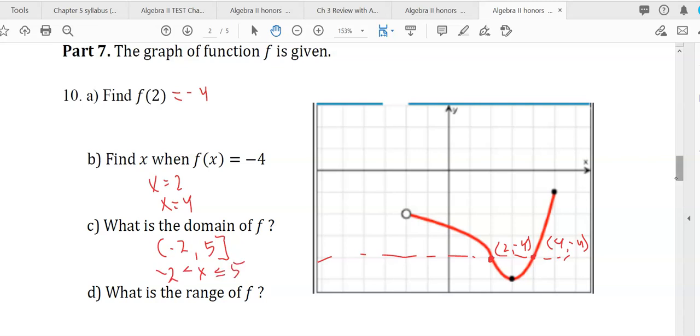What is the range of f? So how low does it go? How high? 1, 2, 3, 4, 5. So negative 5 would be the lower bound, and that does include that value, comma. Negative 1 is the highest it goes, and it does include that value. Or you could say it this way, negative 5 less than or equal to y less than or equal to negative 1.